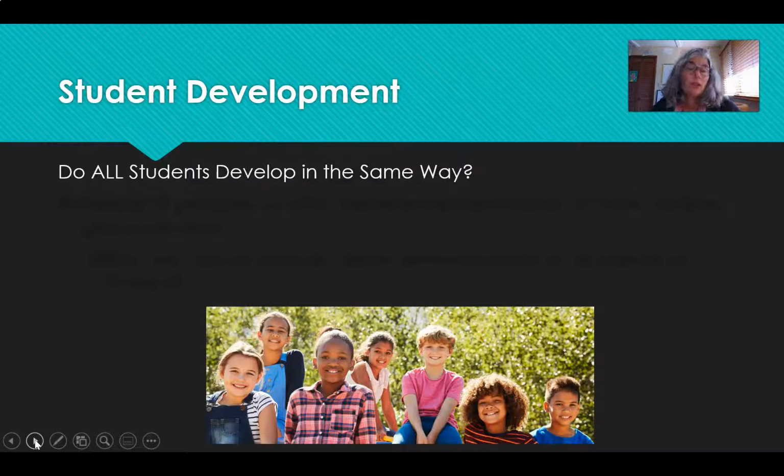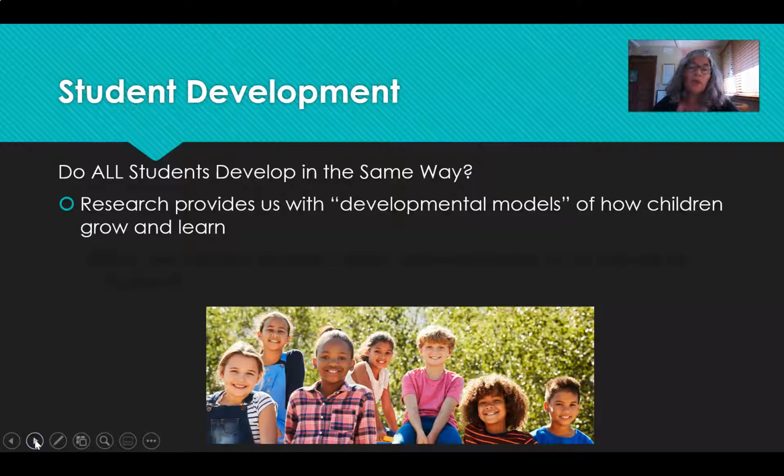So let's start with student development. So here's an interesting question. Do all students develop in the same way? What do you think? Well, research shows us that we can create developmental models that show us typical patterns and averages of how children grow and learn.